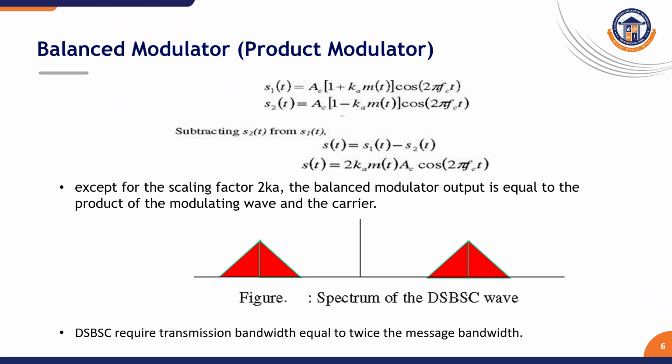Now let me show the diagram, the spectrum of the DSBSC wave. The left-hand side is the lower sideband and the right-hand side is the upper sideband. So what is the drawback of DSBSC, double sideband suppressed carrier? It requires a transmission bandwidth equal to twice the message bandwidth.